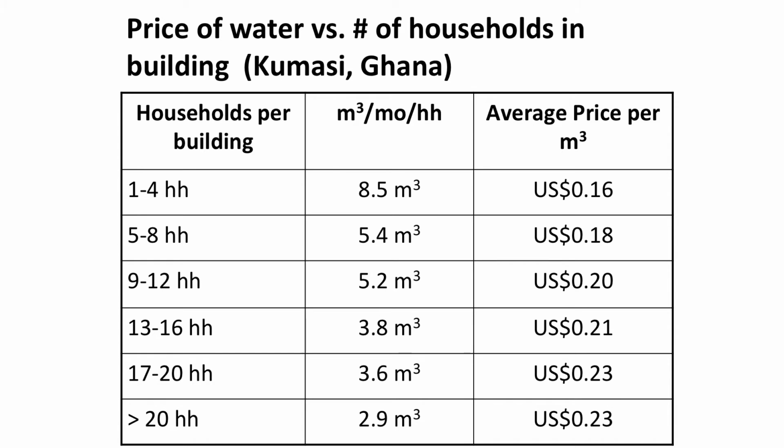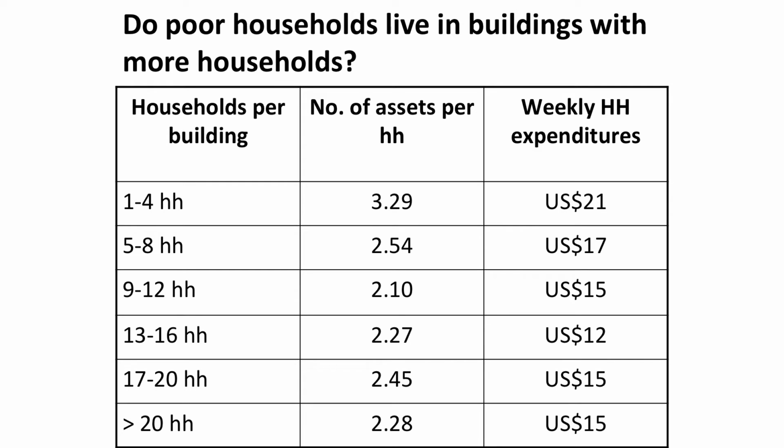Do you think this was true? No, it wasn't. We didn't collect household income data in Kumasi. Instead, we counted the number of assets households owned and estimated weekly expenditures. As it turned out, based on these income proxies, richer households lived in buildings with the fewest number of other households, and they paid the lowest average price for water. The poorest households actually lived in buildings in the middle range of 9 to 16 households per compound.